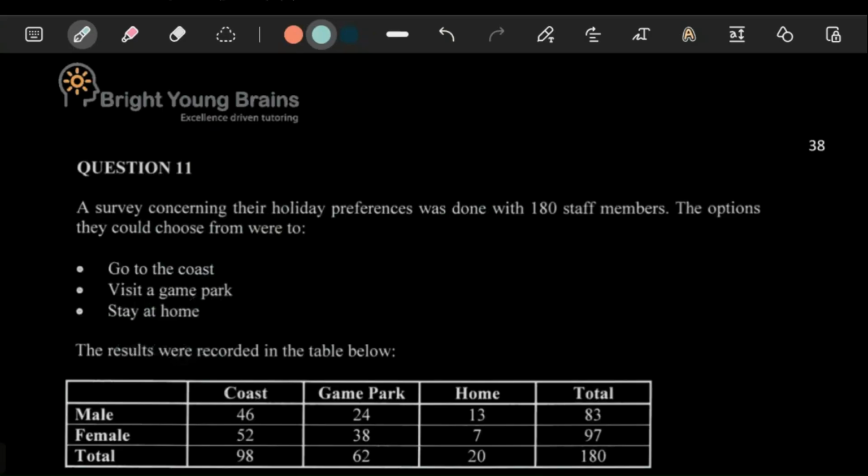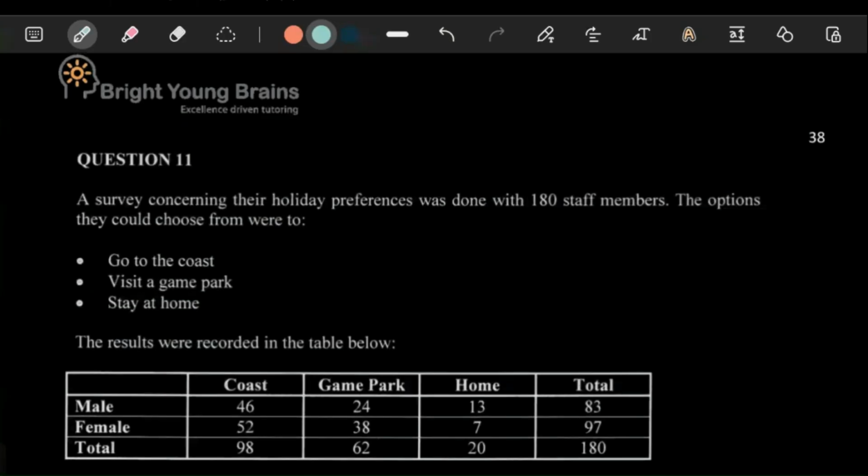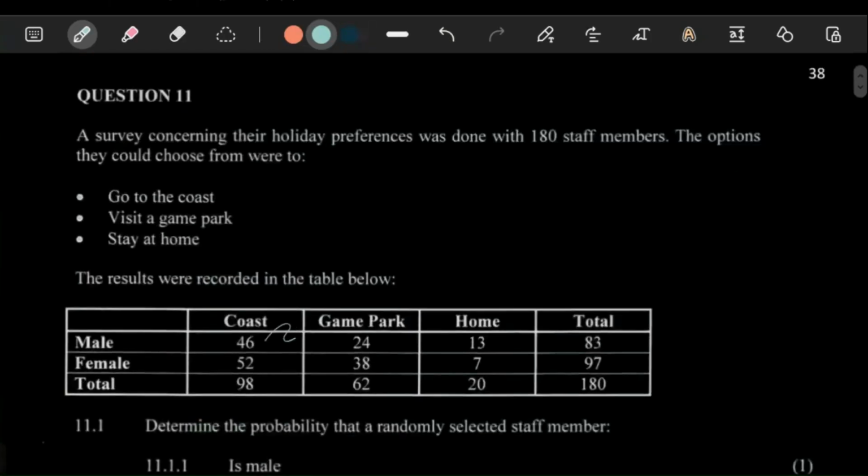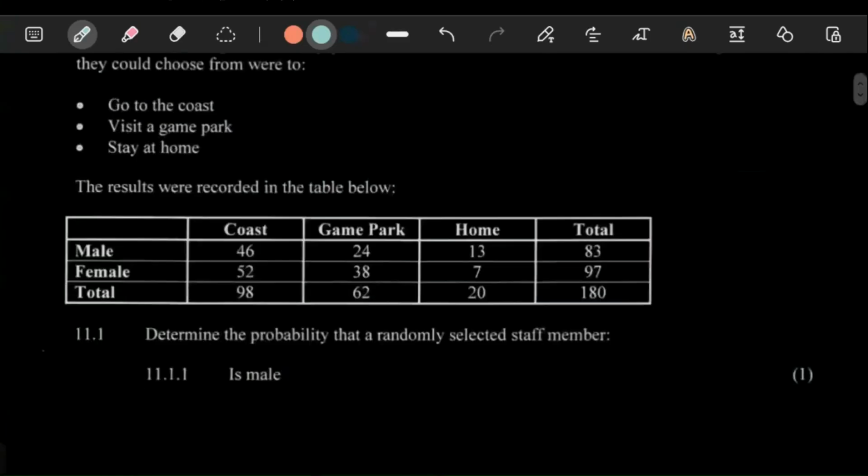Okay, holiday preferences. They said the results were recorded in the table below. People that wanted to go to the coast, you have male and female; game park, male and female; home, male and female. And then obviously you have the total for the males, total for the females, and then total for everyone. It says to determine the probability that a randomly selected staff member is male.